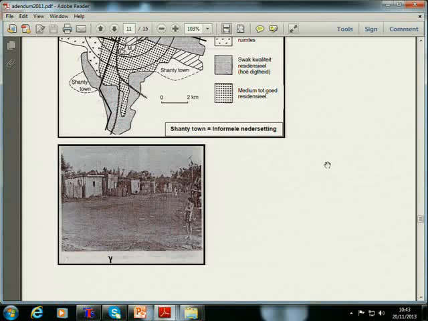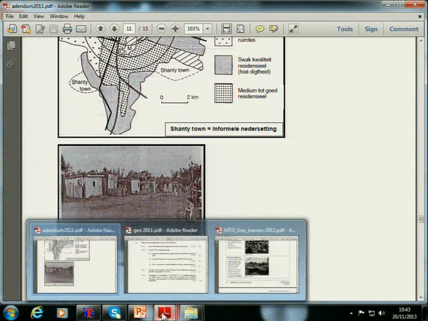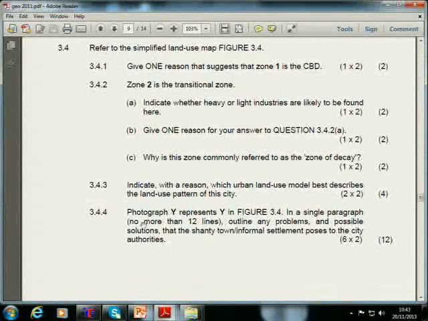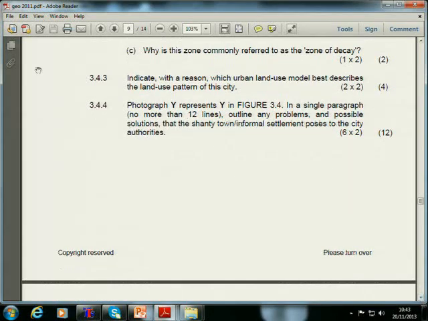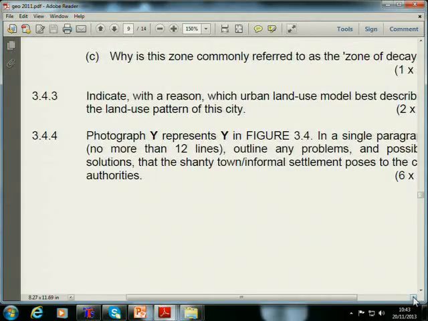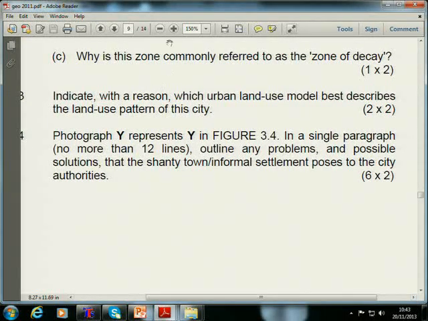This was taken from the 2011 question paper. Now they're showing us a picture, and on the picture they say it's Y. I hope we all can see the picture. Then what does the question say? Let's look at the question. I'm just going to enlarge it so that we can see it. Again, we're all going to read through the question.